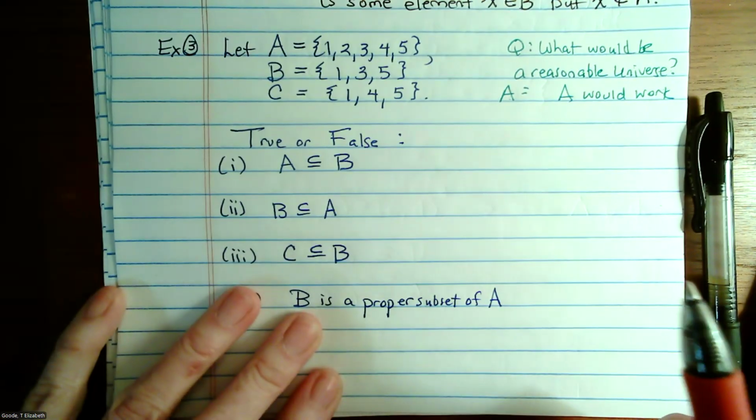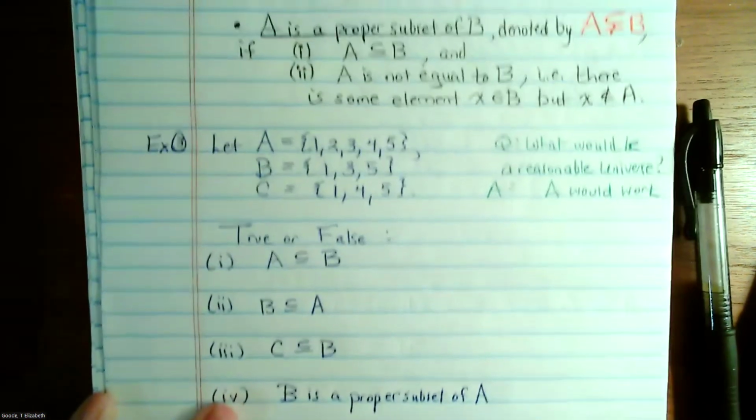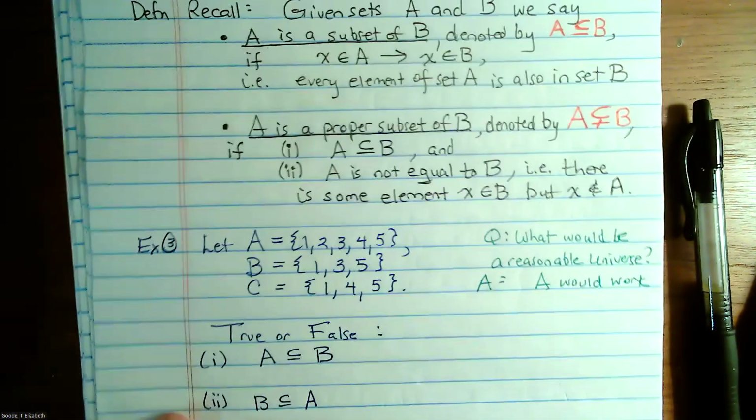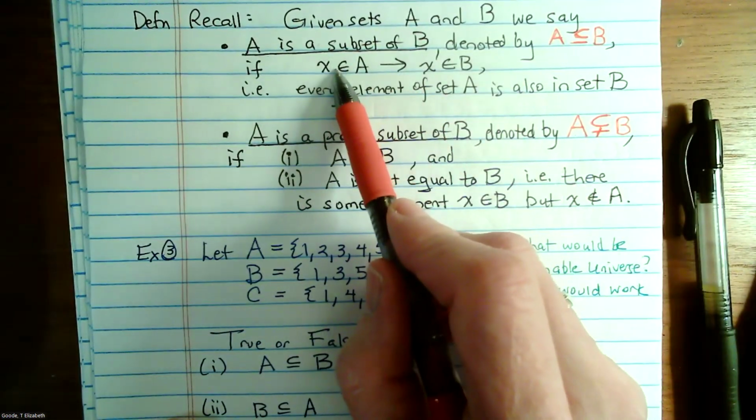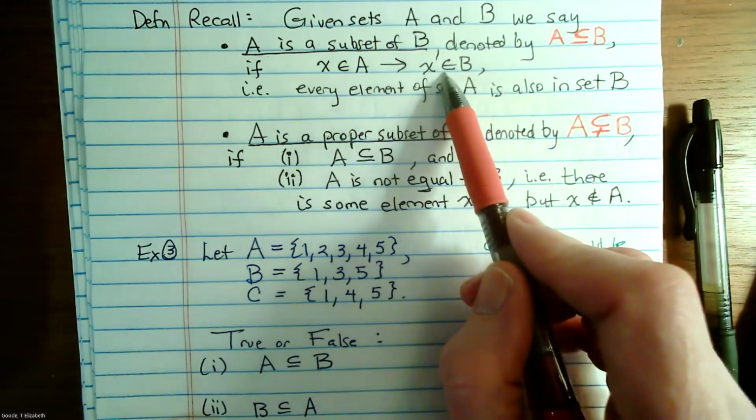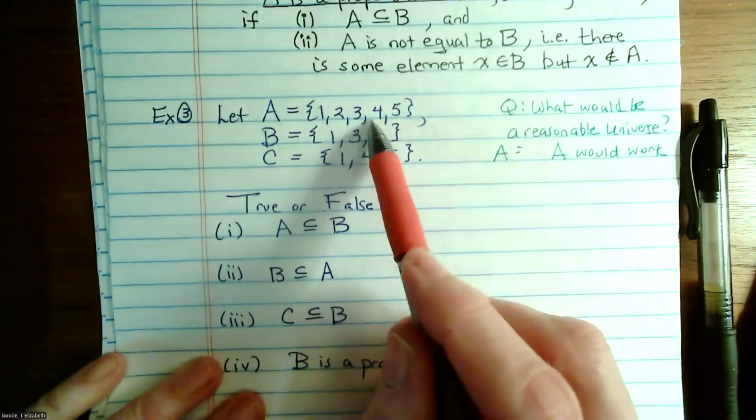So is A a subset of B? Yes. Let's look at our definition of subset. A is a subset of B means if an element X is in A, then X has to be in B.